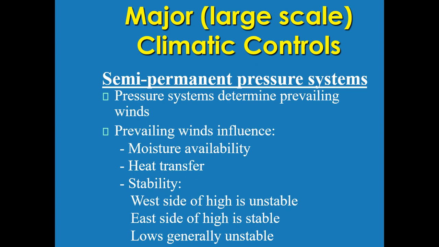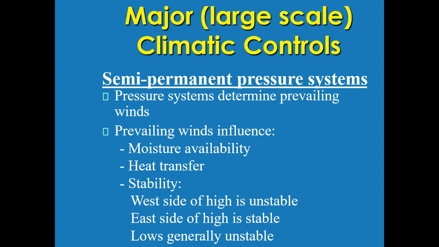Another example would be the Icelandic low, where an area of low pressure tends to set up, a semi-permanent low around 60 degrees north latitude, just off the coast of Iceland, and that generally resides throughout the year, being stronger in the winter as compared to summer. So there's just a couple examples of these semi-permanent pressure systems.